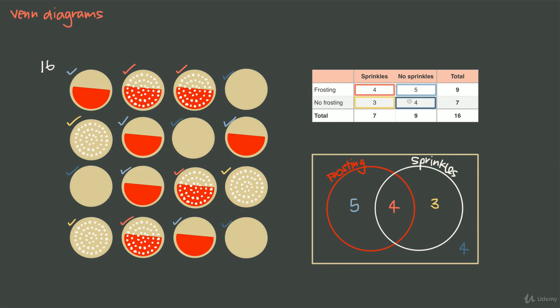And that's always going to be the case when you have a two-way table and you want to express or visualize it in a Venn diagram. You want to take all of the values that are in the body in the middle of your table and make sure that those get placed into the Venn diagram.